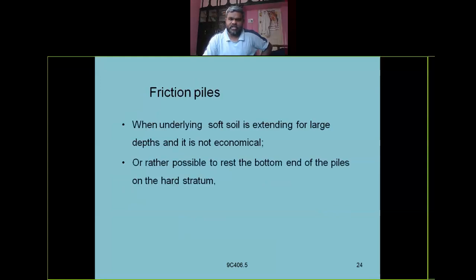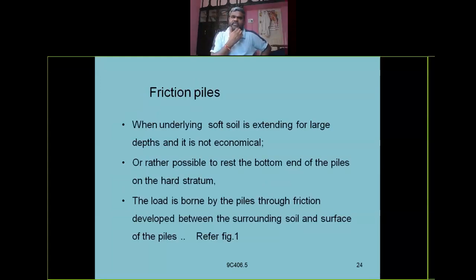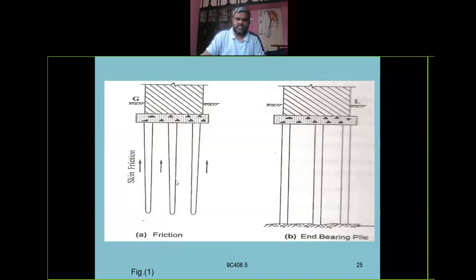Friction piles: when the underlying soft soil extends for large depths and it is not economical to construct end-bearing piles, it is not possible to rest the bottom end of the piles on a hard stratum. So the load is borne by the piles through friction developed between the piles and the surrounding soil. See, this is an end bearing pile, meaning the pile is resting on the hard strata, and the pile cap is provided and the construction is started.